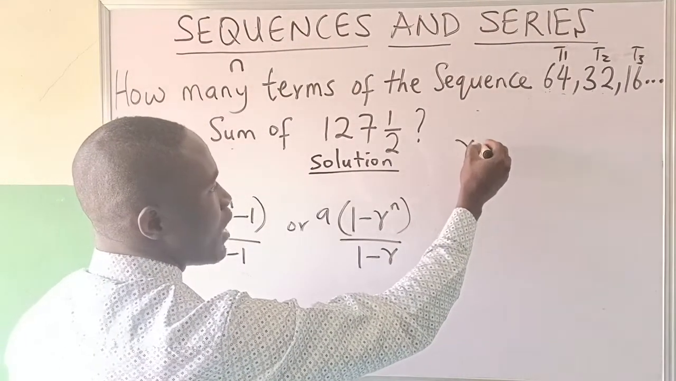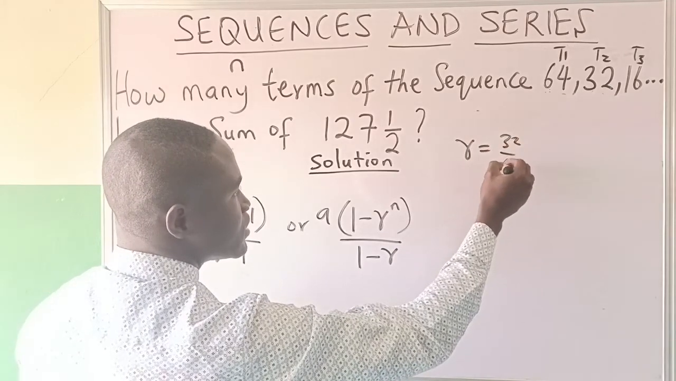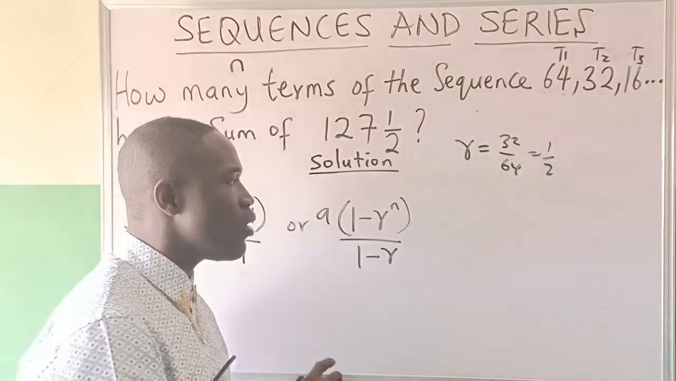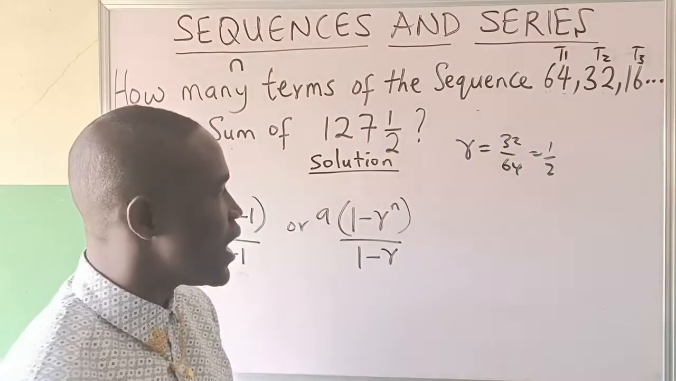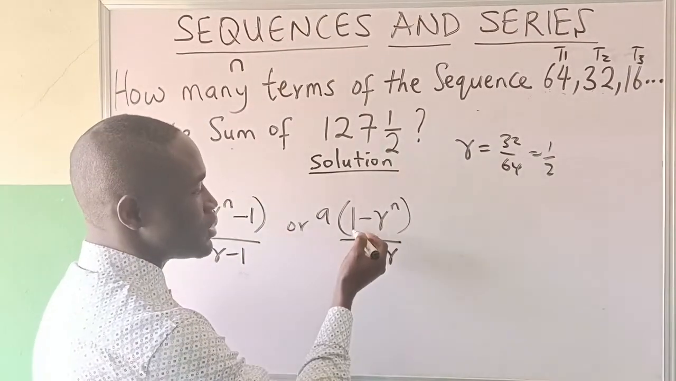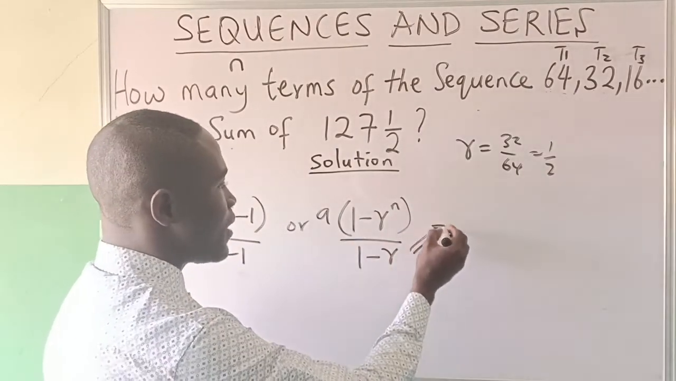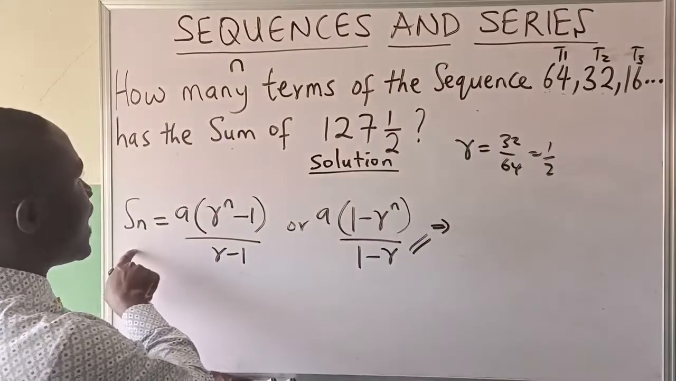We noted that our r is equal to 32 over 64, that is 1 over 2. You ask yourself, 1 over 2 and 1, which one is bigger? You now say the answer is that 1 is greater than 1 over 2. You use this rule.